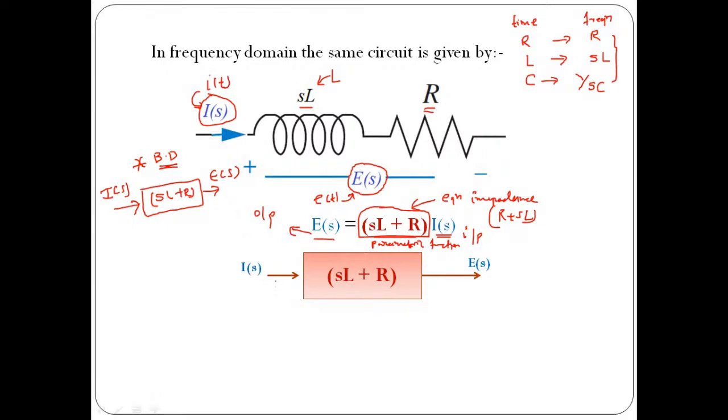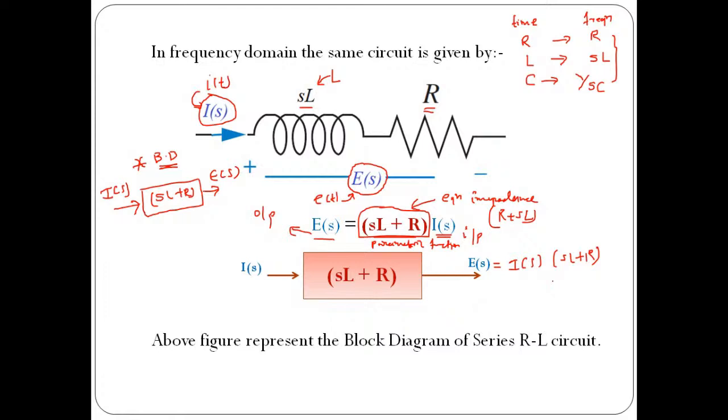So if you apply input or excitation to a block of gain, or you can say parametric function, of SL plus R, it is going to generate some output which is E of S, and this E of S is nothing but input times the gain. So input is I of S multiplied by gain, which is SL plus R. That is important. The above figure represents the block diagram of a series RL circuit. So in this way, we are in a position to represent the given system into its equivalent block diagram.